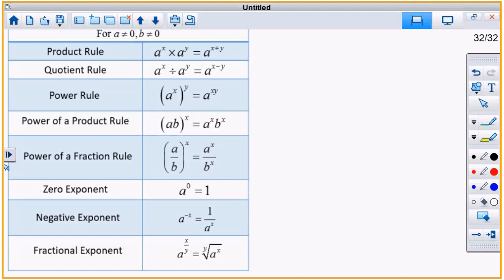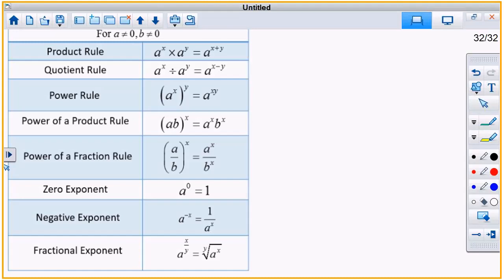Hello again, and today we're going to look at several sections between mathematics, basic mathematics, and pre-algebra. So we're going to be doing a few things with algebraic terms and a few things with basic mathematical terms.